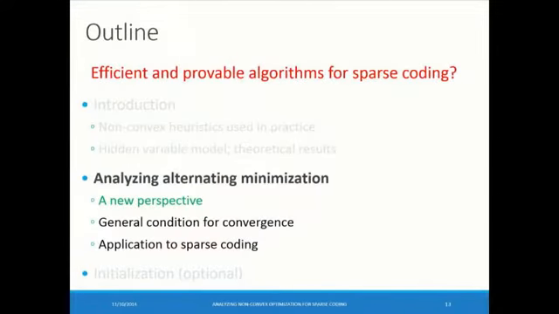Okay, now let's talk about how to analyze this alternating minimization. My plan is to give a new perspective on this kind of non-convex optimization problem, then describe a general condition for convergence, and then apply this general framework to sparse coding and show you how to get the result.